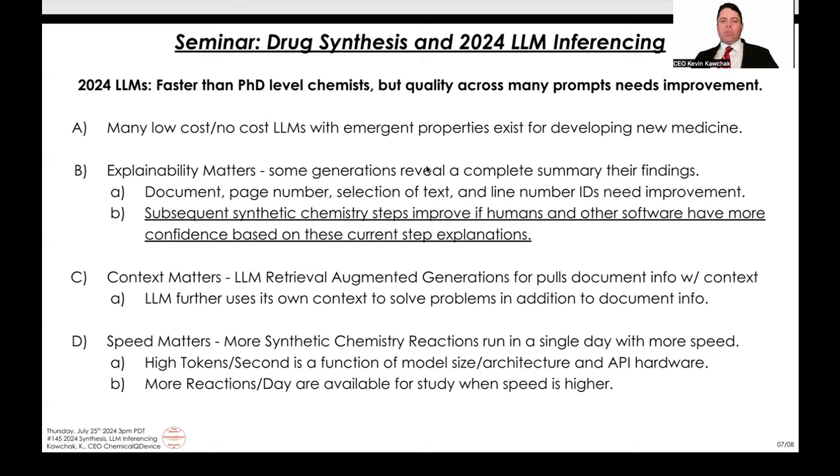Subsequent synthetic chemistry steps improve if humans and other software have more confidence based on these current steps of explanations, right? There are many steps in building molecules, and if better models come out, that will have an impact too. And then using other tools. There are others that exist like ChemCrow that use a bunch of tools, very specific to the reaction, safety precautions, and these types of things.